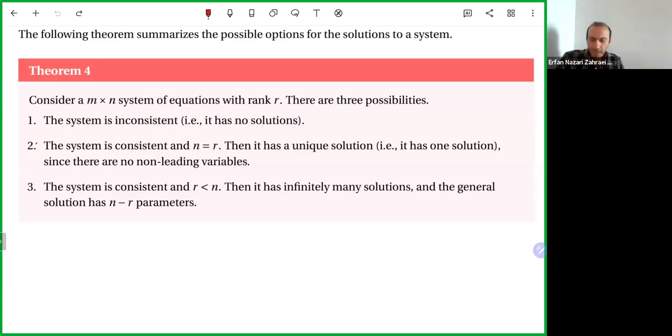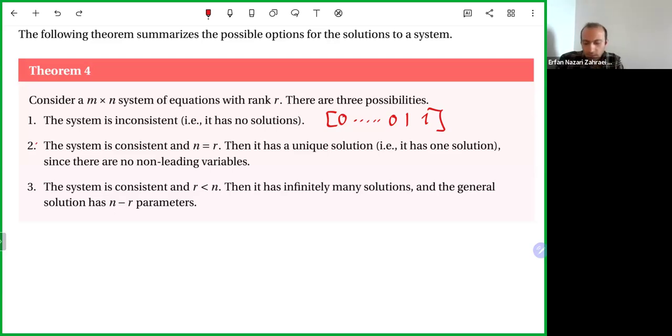This can only happen in the case that if you do a row operation, row reduction of the augmented matrix to the RREF, you get a row that looks like this. That is a row in which all the coefficient parts are 0 and the constant part is 1. So this is the only case that in the RREF you can have inconsistency.